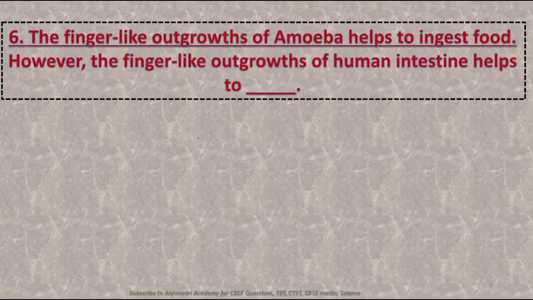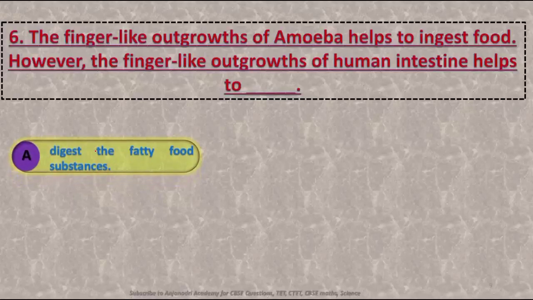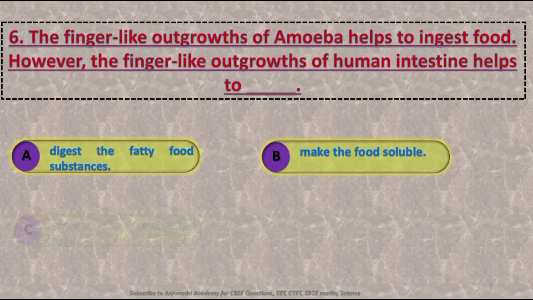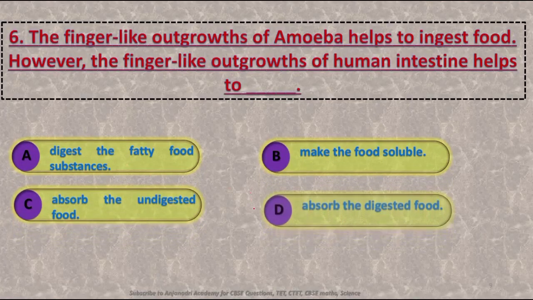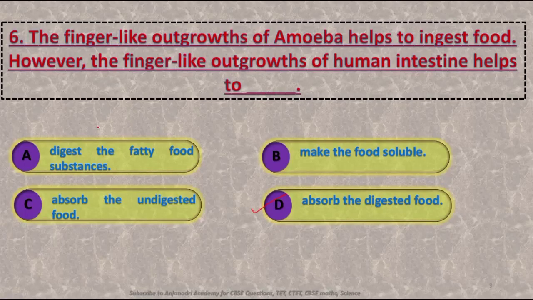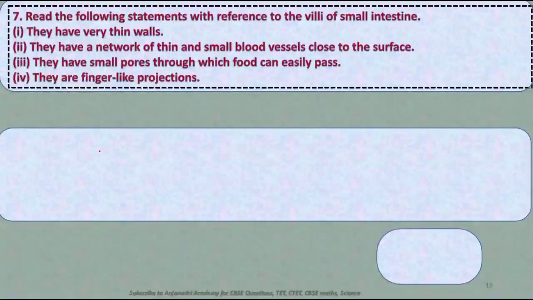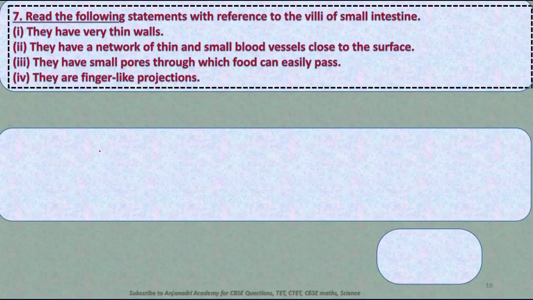The finger-like outgrowths of amoeba help to ingest the food. However, the finger-like outgrowths of the human intestine help too. The finger-like outgrowths are called villi. They: option A, digest the fatty food substances; make the food soluble; absorb the undigested food; or absorb the digested food. The answer is option D, absorb the digested food.